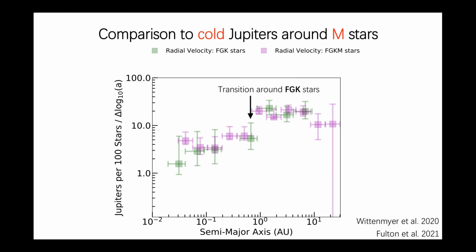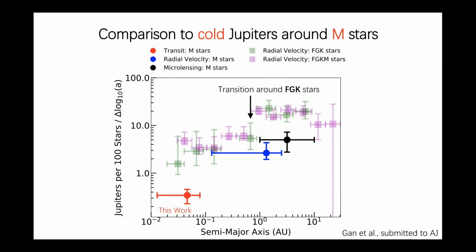But what about M dwarfs? So these three dots here show the results for M dwarfs. Combined with results from microlensing and radial velocity findings, these black and blue dots, we find that the occurrence rate trend of Jupiter-like planets around M dwarfs monotonically increases with semi-major axis.